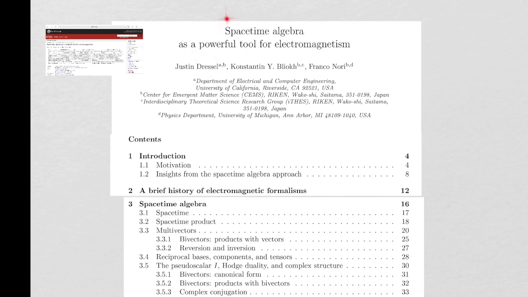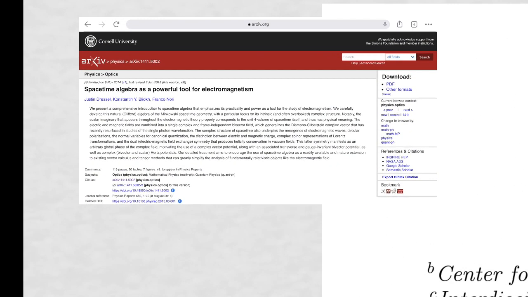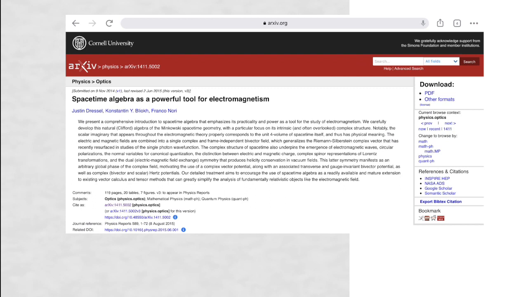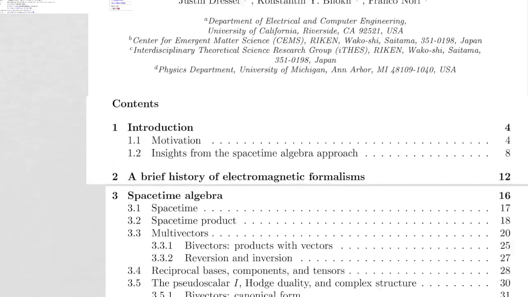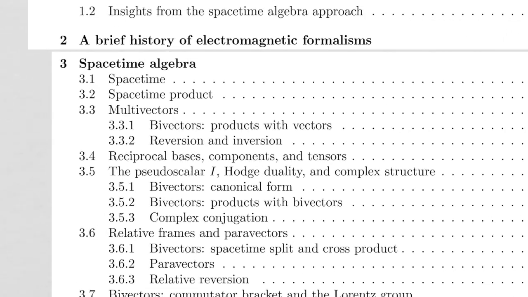Back. We are going to continue our exploration of the space-time algebra and geometric algebra in general using this paper by these authors. Space-time algebra is a powerful tool for electromagnetism, and I'll remind you that you can grab the paper right here off of the archive.